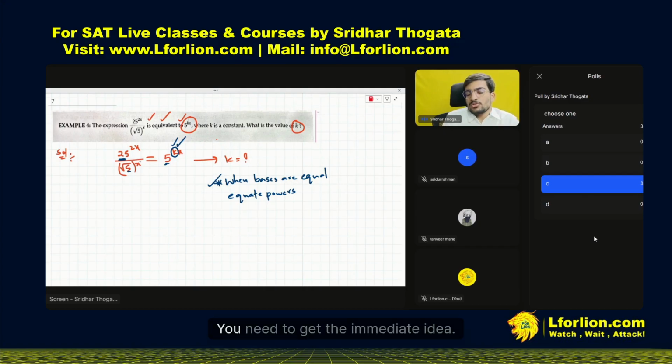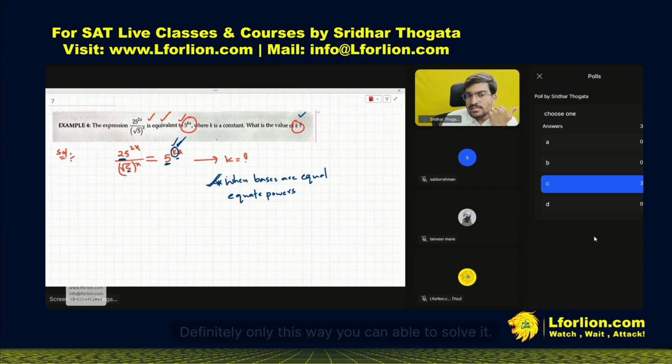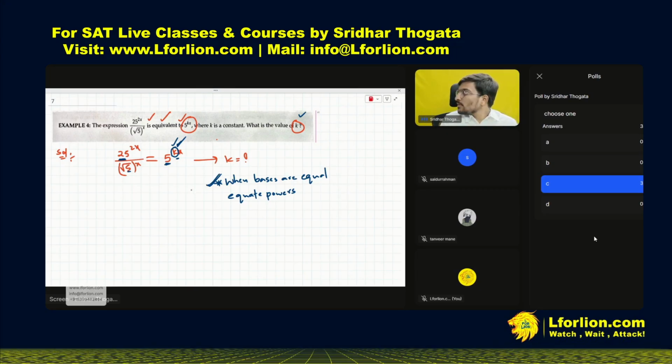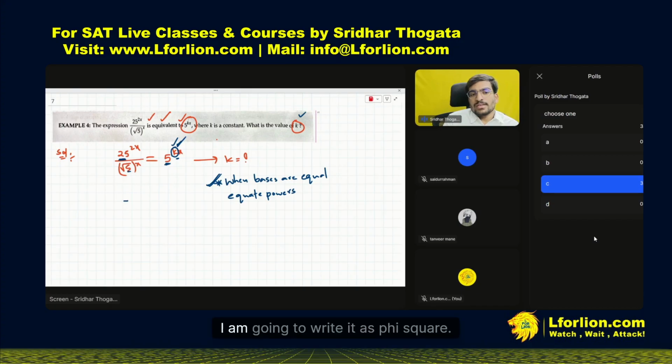Let me solve it. You need to get the immediate idea whenever they ask you to find the value of the base or the exponent. You need to get this idea definitely. Only this way you can solve it. So now what I'm going to do is, this 25 is there. I am going to write it as 5 square. Why? Because I want to make it equal to 5 so that I can use the rules.